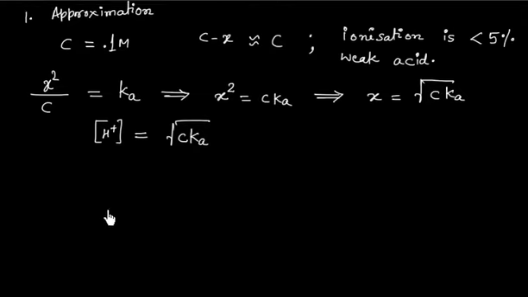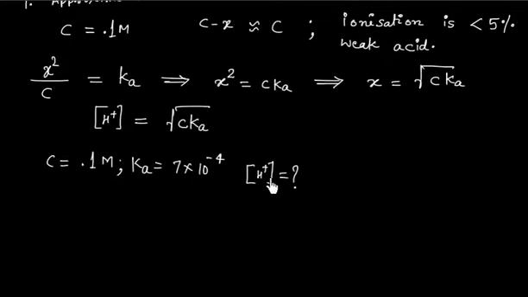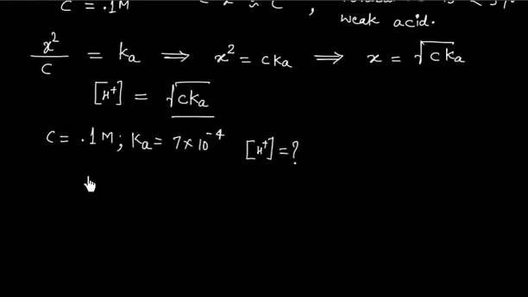Okay, let us do one calculation. If I have C equal to 0.1 M, that is the concentration of HF, and the Ka value we have already been given. Ka is 7 into 10 to the power minus 4, and we want to calculate the approximate H plus value. So H plus is given by this formula, under root C Ka. So H plus will be under root of C, which is 0.1, and Ka is 7 into 10 to the power minus 4. So we can calculate this value.